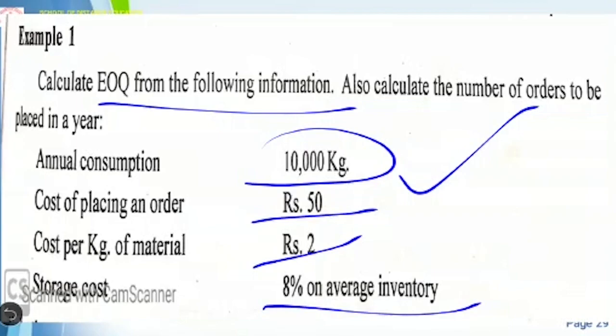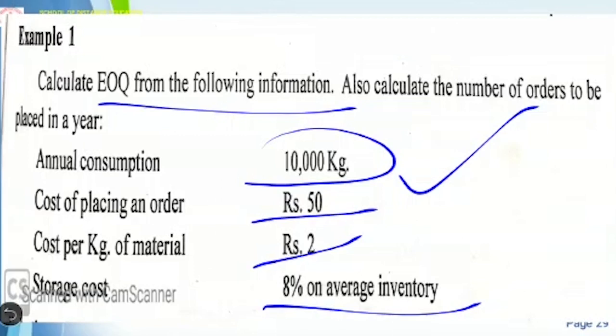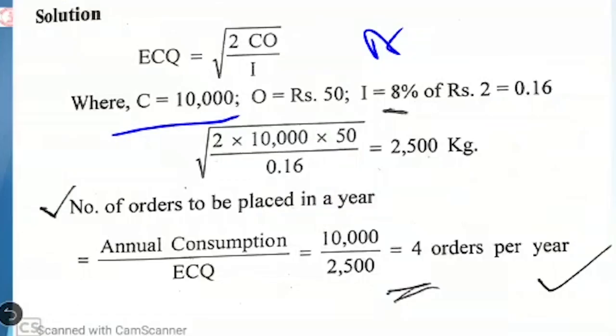EOQ, this kind of question is very important in your examination, so please work out some questions. Calculate EOQ from the following information: annual consumption 10,000, cost of placing an order 50, cost per kg of material 2, then 8% average inventory storage cost. So how to solve this question?